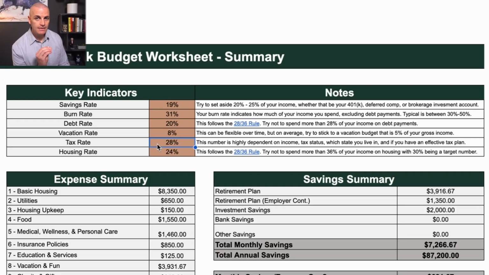So people who extend themselves and buy a much more expensive house than they can afford, this number will indicate and trigger a red flag, saying, hey, both your debt rate and your housing rate are too high. That's a sign that you bought too much of a house and it's probably not sustainable unless you increase your income. Vacation rate. So this is a number that we created here at Bullock.